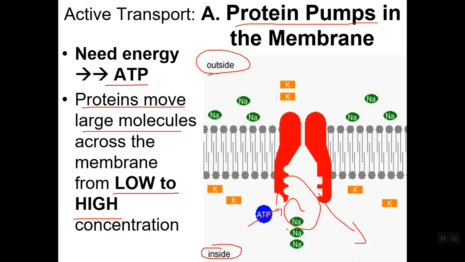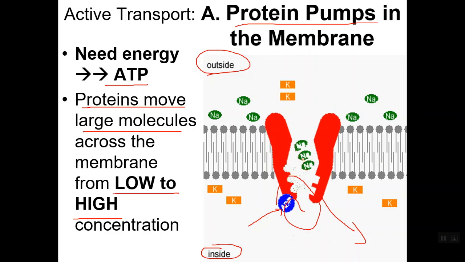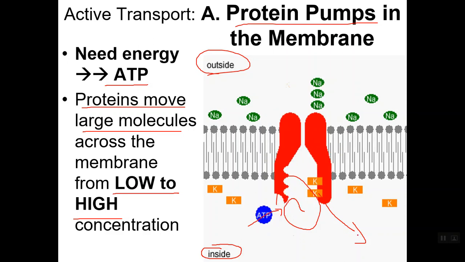Notice that these are moving from a low to a high concentration. There's a high concentration of sodium outside the cell. Potassium is now getting pumped inside the cell to where it has a high concentration. This is the opposite of diffusion. And you need energy. You need this little blue ATP molecule to help you do that. And you need proteins. You need protein pumps to do this.